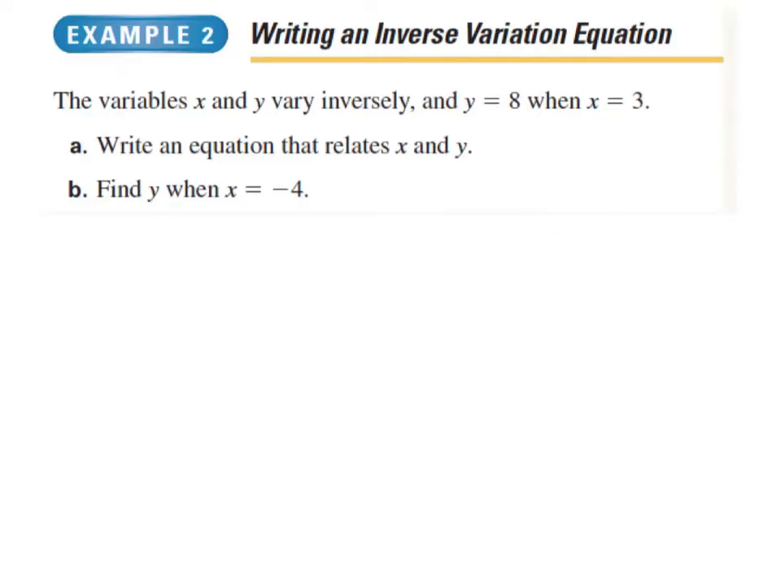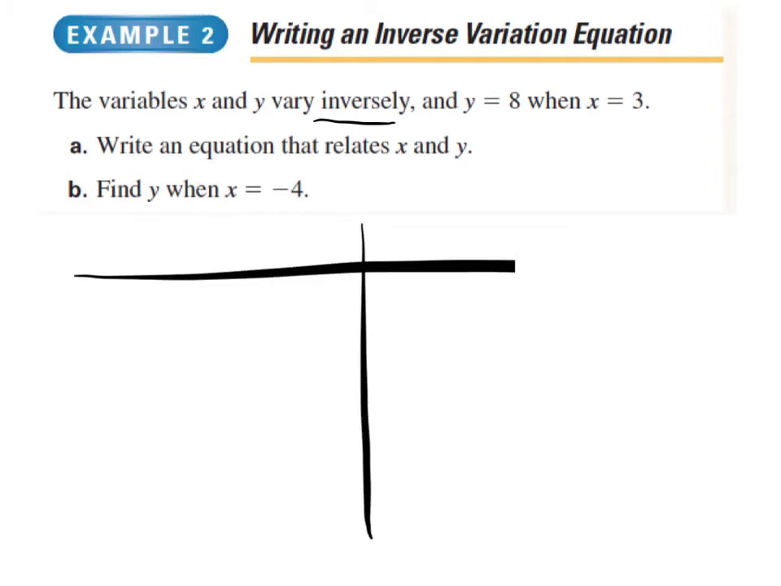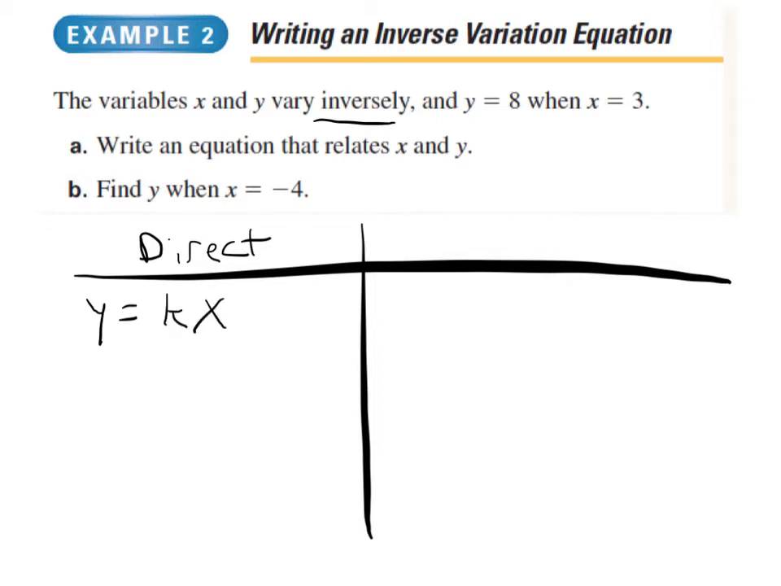So we want to be able to write inverse and direct variations. So this example asks us to do it inversely, but I'm going to also do one directly. So we'll start with direct. So direct is always of the form y equals some constant that we'll call k times x. Whereas inverse is going to use the constant, but it's going to be over x. Y equals k over x.